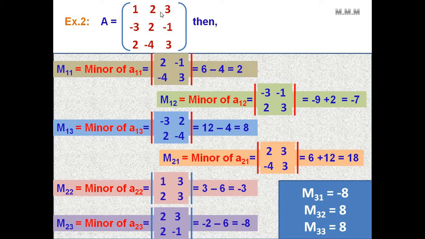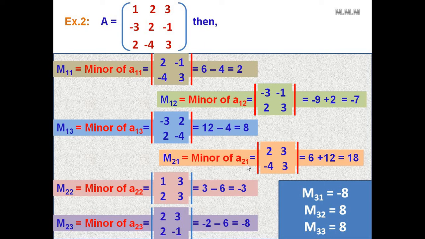Similarly m12, if we find the minor of a12, then the second row and first column will be left here. Minus 3 minus 1 2 3. Yeah, the value will be minus 7. It's very easy to understand. Listen carefully. The m13, minor of a13, then first row third column will be left here, and minus 3 to 2 minus 4 will be the 2 by 2 determinant. The value will be 12 minus 4, it will be 8.